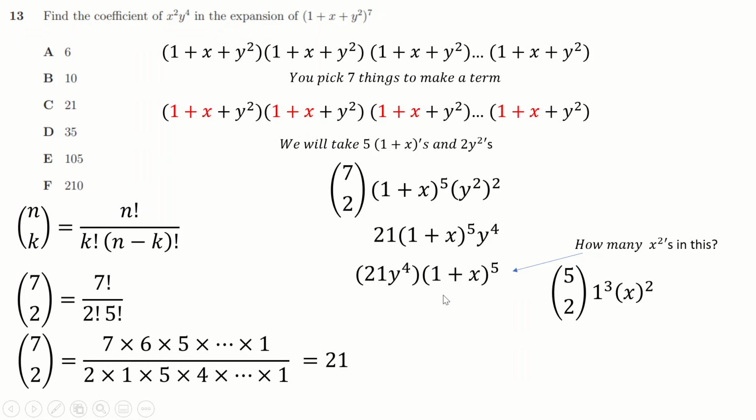It doesn't matter how you say it. With 3 of those, 1 to the power 3, which of course doesn't do anything, x squared. And that's giving me x squared.